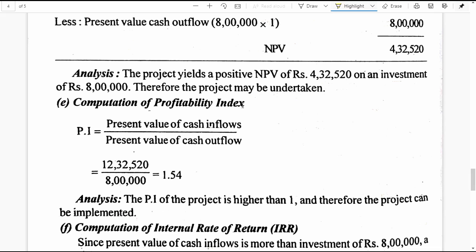Now, computation of profitability index. What's the formula? Present value of cash inflows divided by present value of cash outflow.